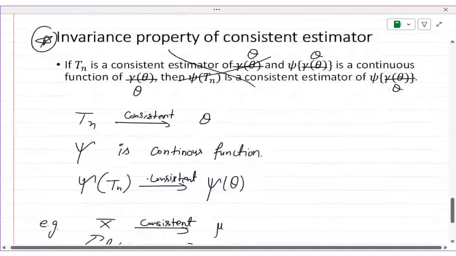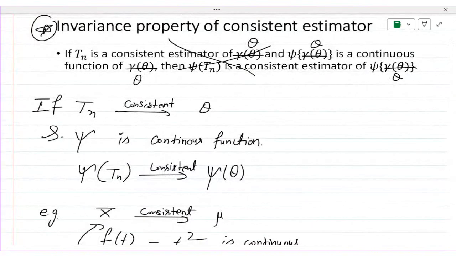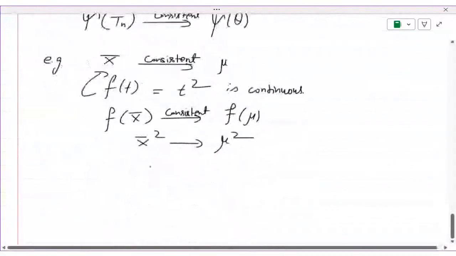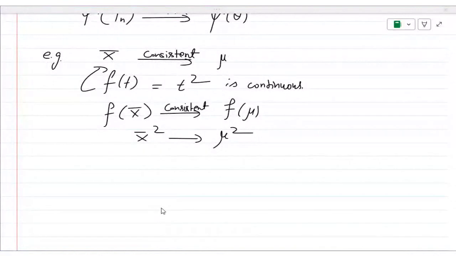That if this is consistent and psi is a continuous function, then you can apply this function on both sides. It will still remain consistent. Okay, so let me see some other example now. So this is the next question.